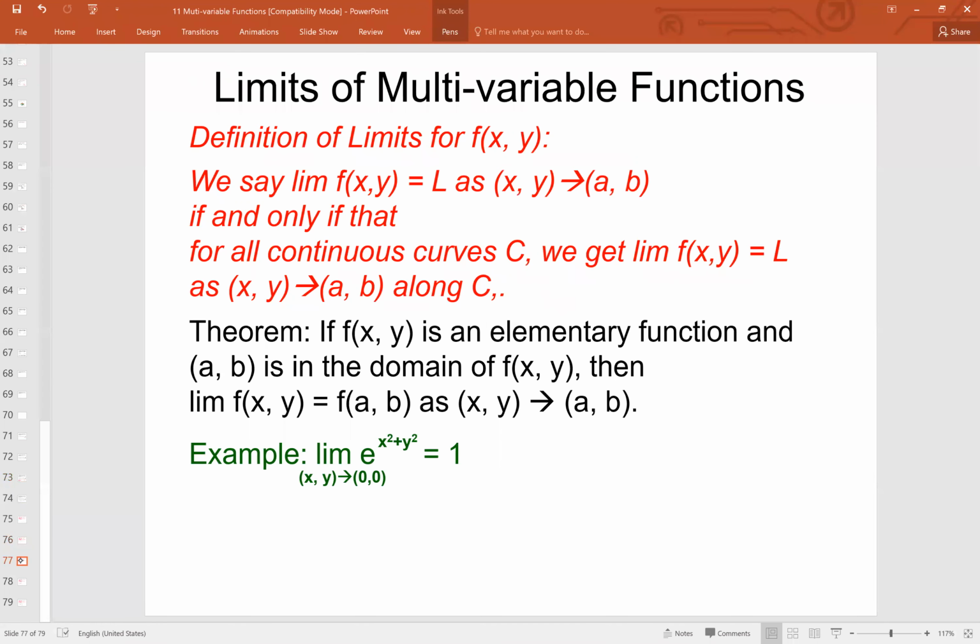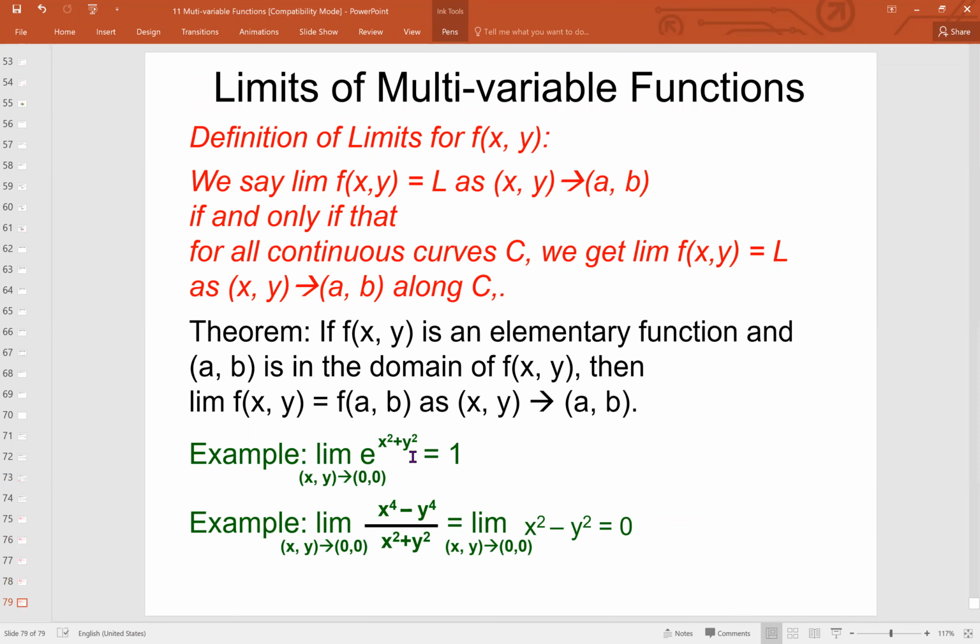For instance, when (x, y) approaches (0, 0), because x plus y squared goes to 0, the limit of that is 1. And this one we can simplify first, and then that limit is going to be 0. So these are the basic facts about limits in multivariable functions.